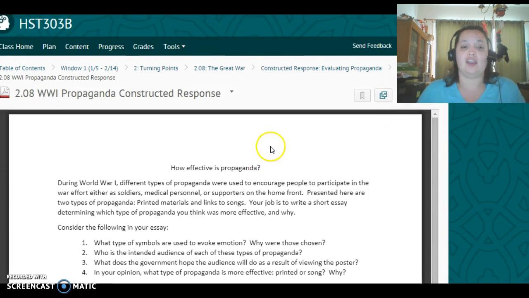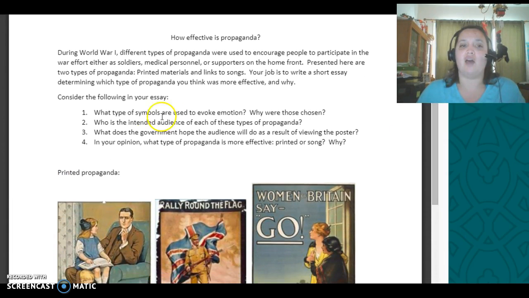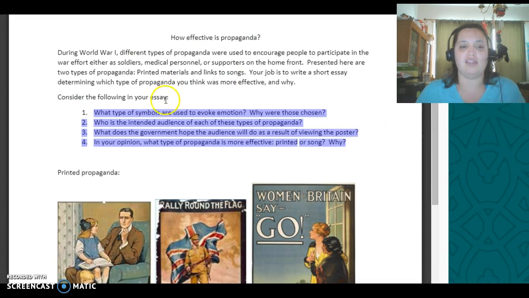So when I click there, my essay comes up and you'll see that it talks about I want to answer 4 questions in my document. Of course, it won't let me highlight them. So I'm going to go over those questions in a moment, but I want to show you that everything you need is on this document. It just may be that you have to scroll down to it.